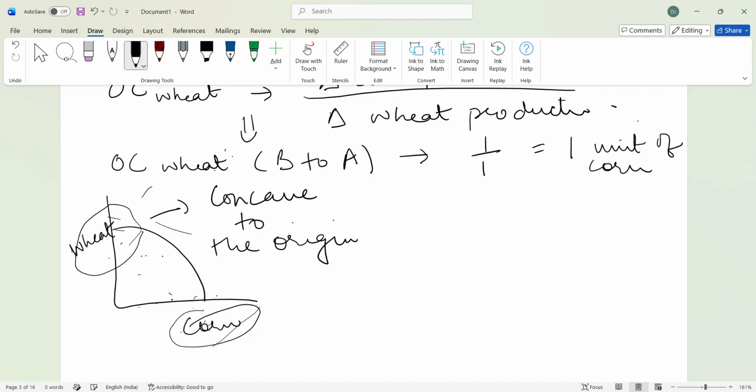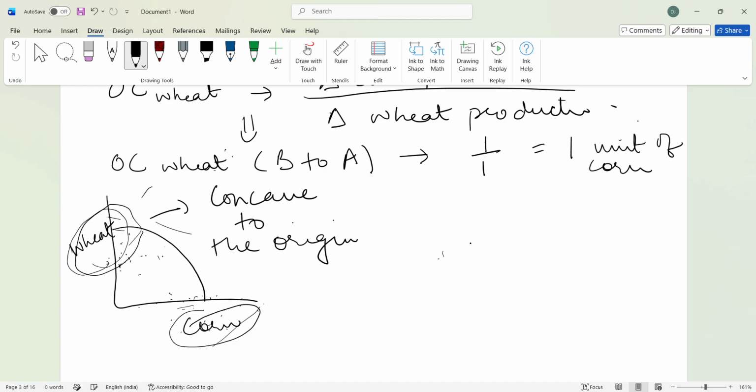So every time I have to increase my production of corn, I have to sacrifice more and more of wheat, because I am taking more and more resources from wheat to produce one more unit of corn, because the resources are not equally efficient in the production of both the goods. The resources that are efficient in the production of wheat might not be equally efficient in the production of corn. So every time I have to increase the production of corn, I need more resources from wheat. And as I need more resources from wheat, the wheat production decreases, and it decreases by a larger number every time. So that's why this slope is increasing.